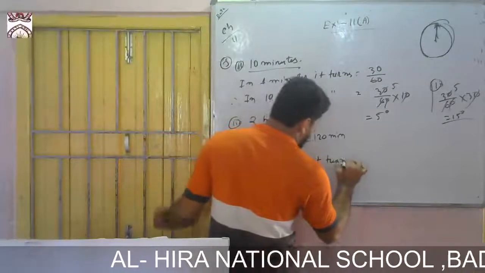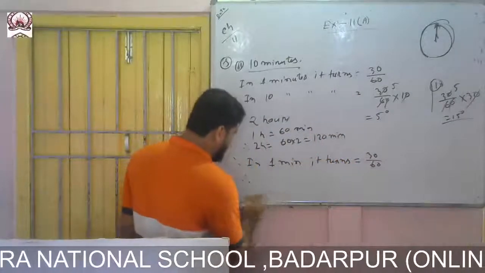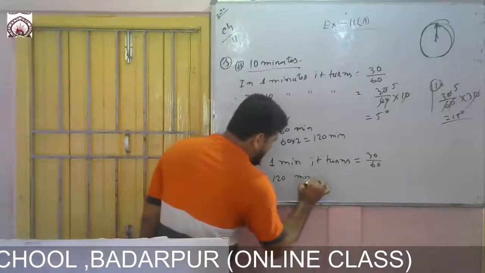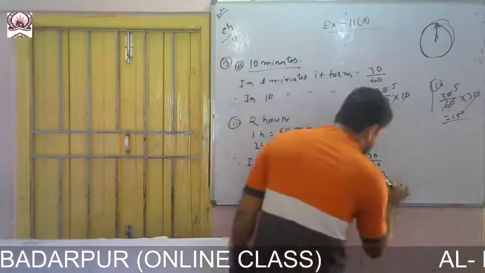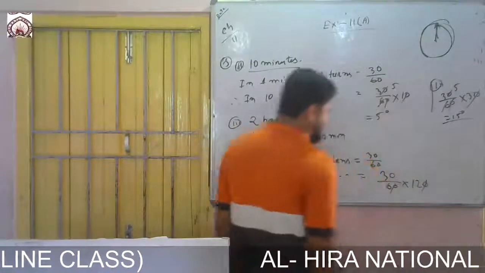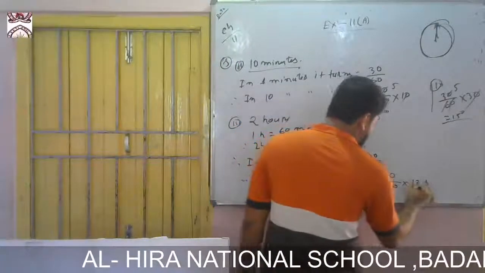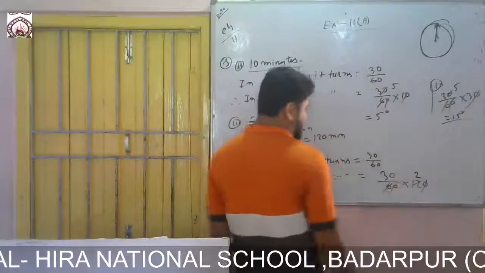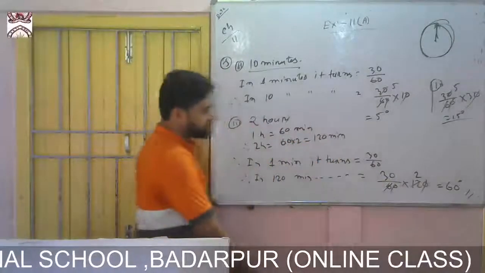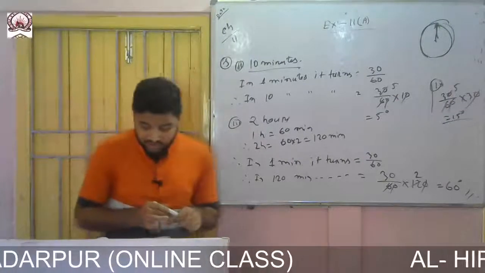Therefore in 1 minute it turns 30 by 60. Therefore in 120 minutes, how much will it turn? 30 by 60 into 120. The zeros cancel. Okay, and 6 twos are 12 and 3 twos are 6. So it will turn 60 degrees. So question number 6 is finished.